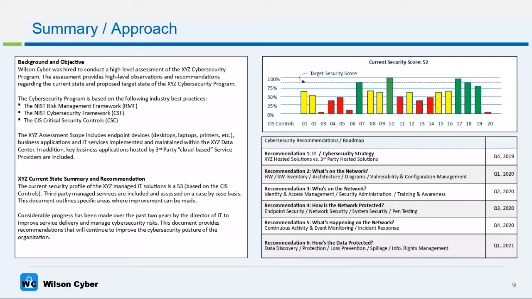We'll map the CIS controls and the gaps in those controls to the 5 key areas of CDM, which is what's on the network, who's on the network, how's the network protected, what's happening on the network, and how's the data protected. This is the approach we're going to be using for our security program.